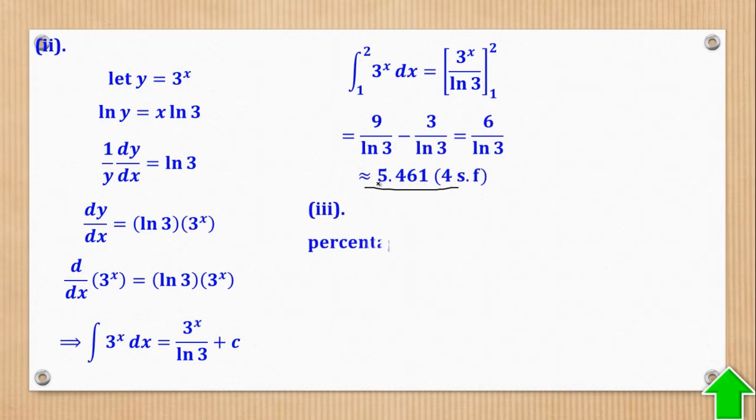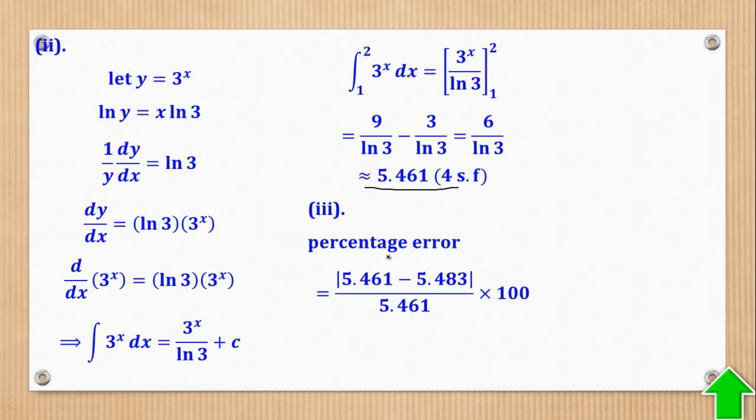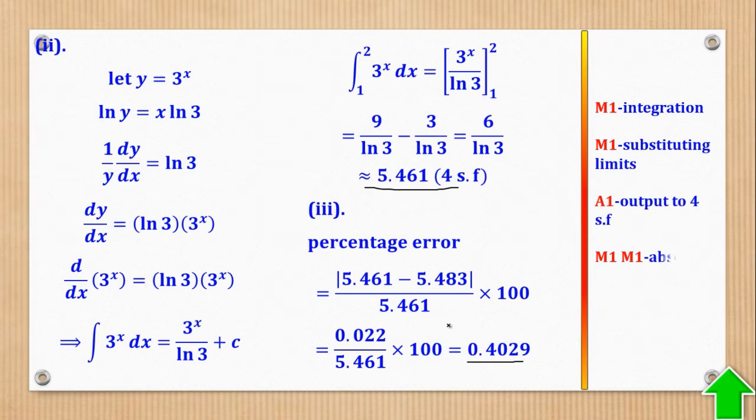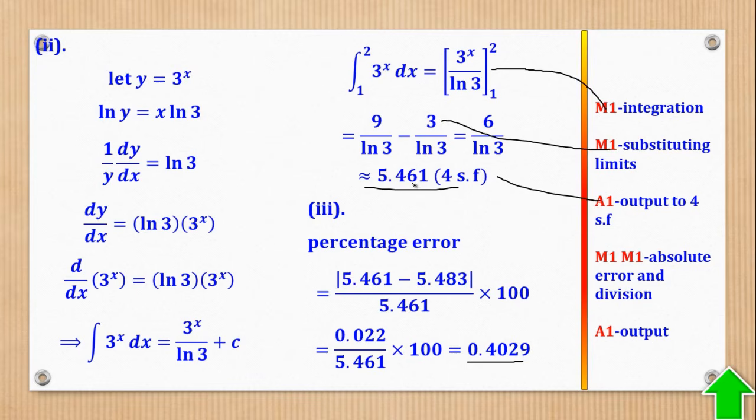Then Roman 3, they wanted percentage error. Remember, percentage error is absolute error over actual value. So the calculator will give me that as the answer. So basically that is what they wanted. M1 for this integration, M1 for substituting limits, M1 for the output to the required accuracy, M1 for getting absolute error, and M1 for the division, A1 for the output.